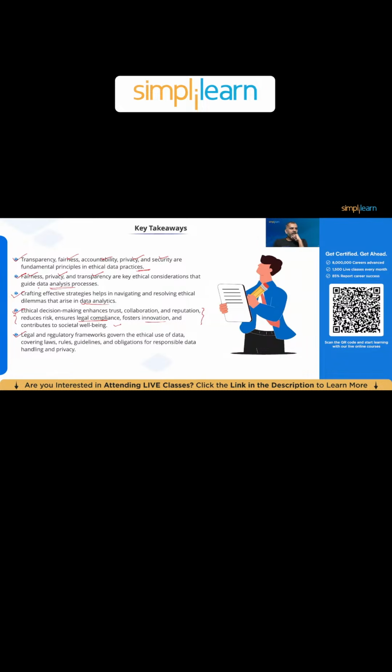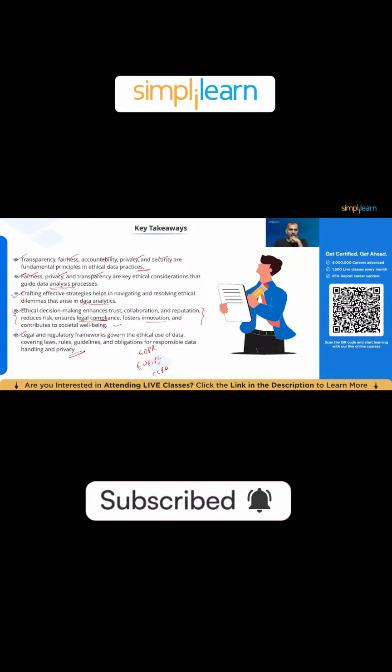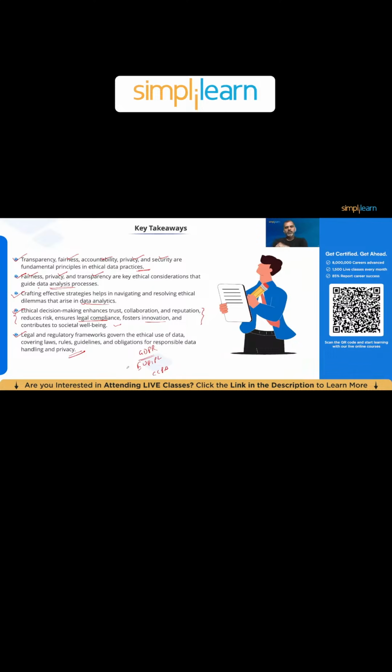And finally, we have some legal and regulatory frameworks that govern the ethical use of data. These frameworks cover laws, rules, guidelines, and obligations for responsible data handling and privacy. We have seen three. One is European, GDPR, then PIPL from China, and I think CCPA from the US, California. So these are the popular ones, and then we have some domain-specific rules and regulations governing bodies. So that's something like the major key points from today's discussion.